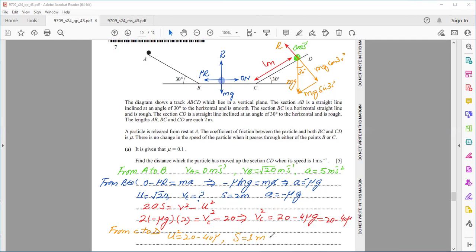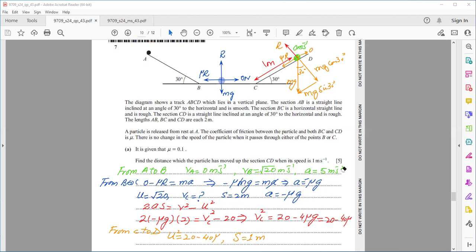What's the acceleration during C to D? There is no forward force. The body is moving upward. The only backward force is the friction over here. Remember that there are two forces applying because the surface is rough, so you have another force along this direction, and that will be mu times R. Now, first of all, I have to find the acceleration.